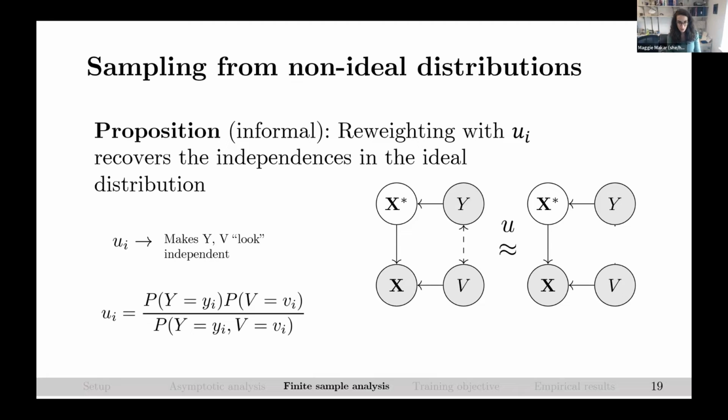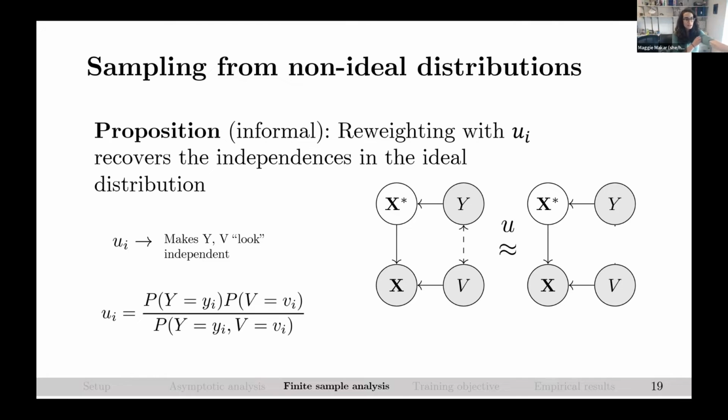So we did something similar here, where we used weighting to map us onto a distribution that looks like the ideal distribution. And this helps us recover independencies in the ideal distribution. If you stare at those weights for a second, you'll realize it's very simply the Radon-Nikodym derivative of the ideal distribution with respect to the observed distribution.